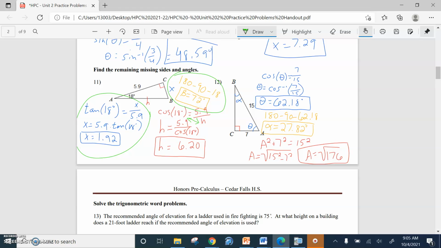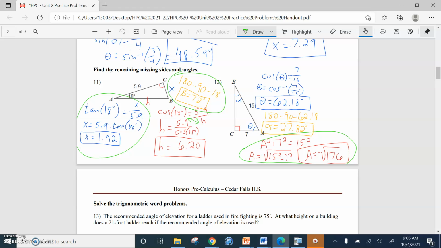Question 12, same exact thing, only instead of an angle and a side, they give us two sides. So probably the first thing you can do is Pythagorean's theorem and find side A. Now, do note that the answer is the exact value, the square root of 176, because the exact value is better than the approximation. So always leave square roots as square roots unless otherwise noted.